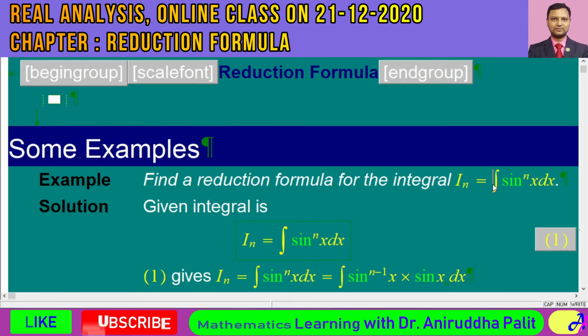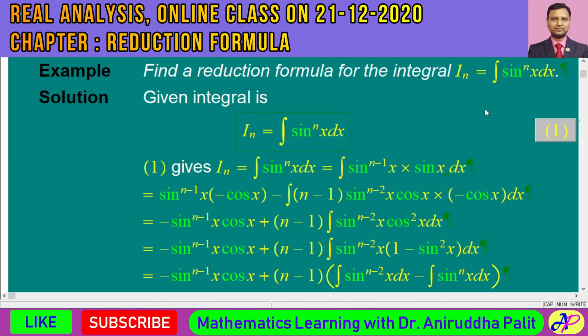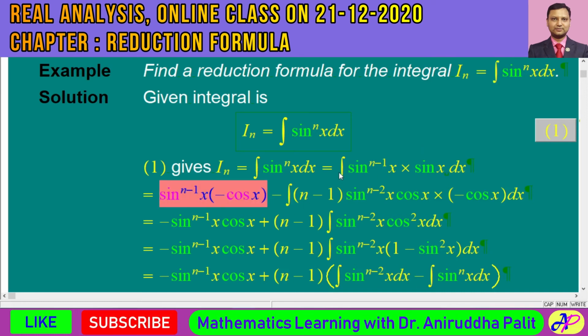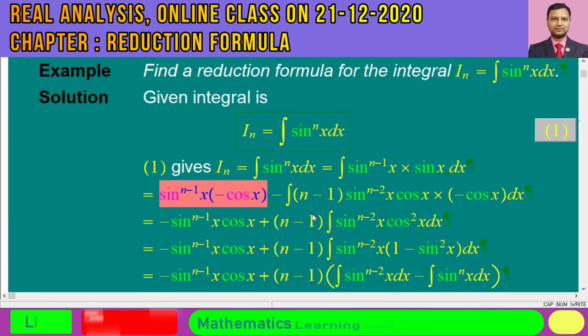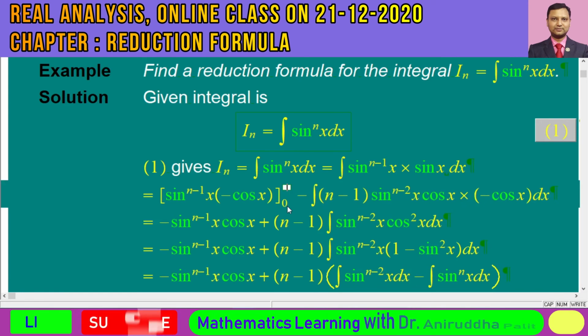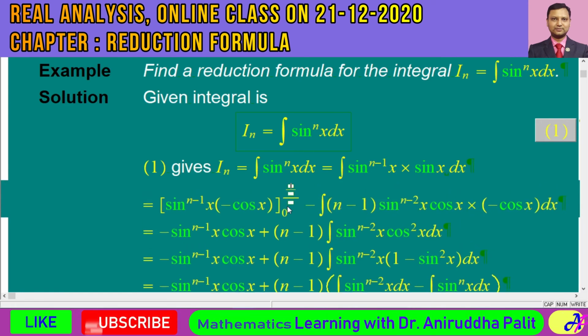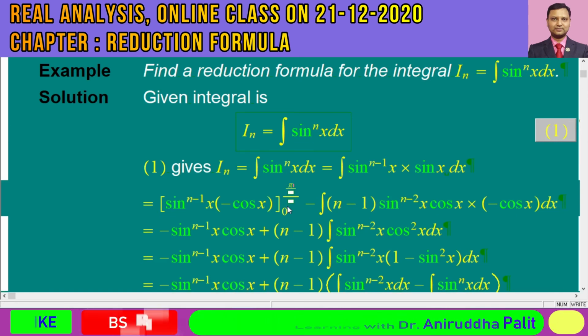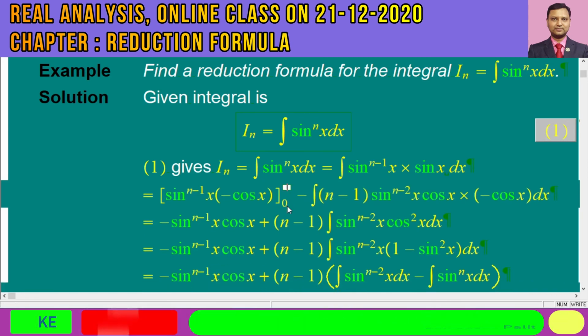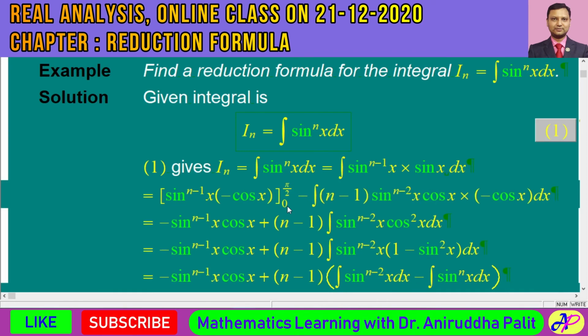And in some examples, the lower and upper limits are also specified. Lower limit may be 0, upper limit may be pi by 2. So if we are given this kind of lower and upper limit, then in each and every step, you will have to apply the lower and upper limit. Maybe x is equal to 0 and x is equal to pi by 2.